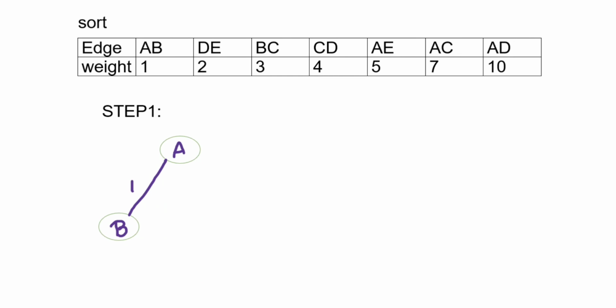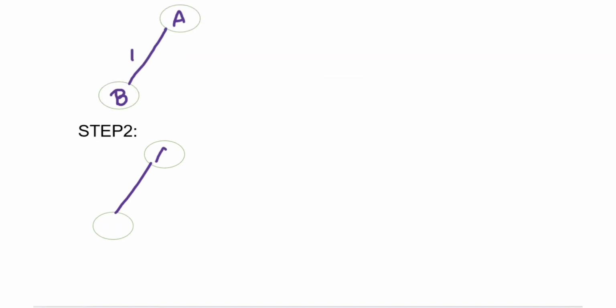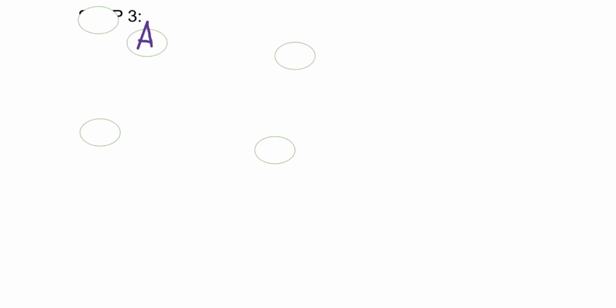Next, step 2, right? So what we need to do is, the next one is D to E. We need to add the edge D to E with the weight 2. Next, the next minimum is in step 3. What we need to do is add step 3. I need to add B to C.